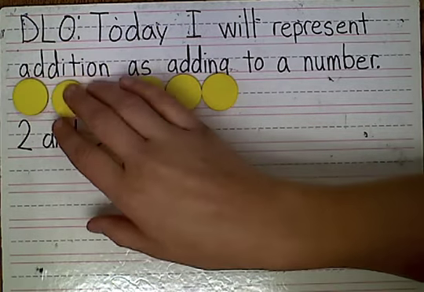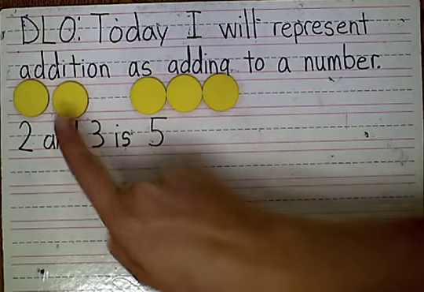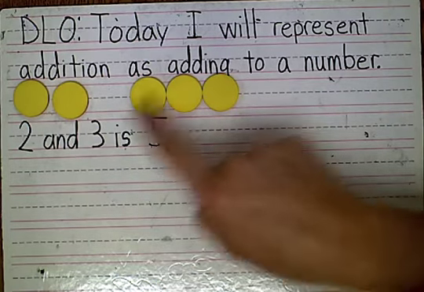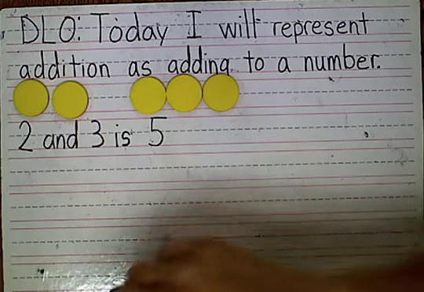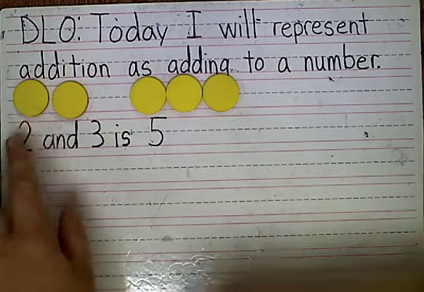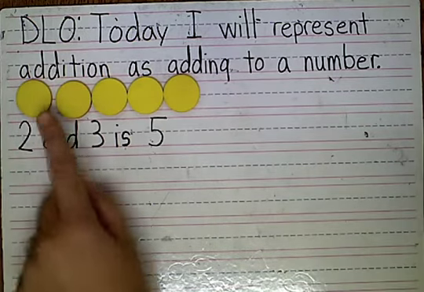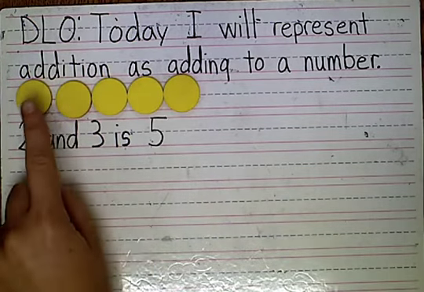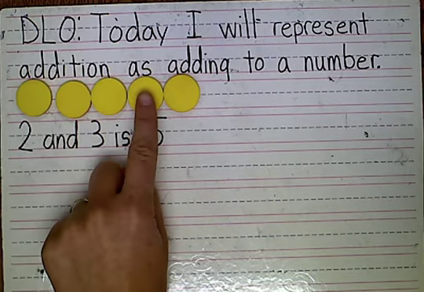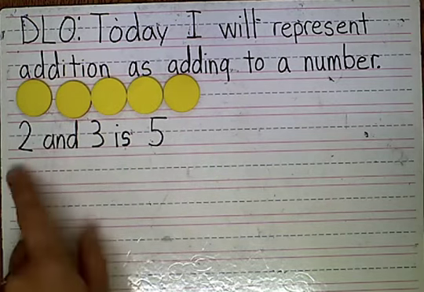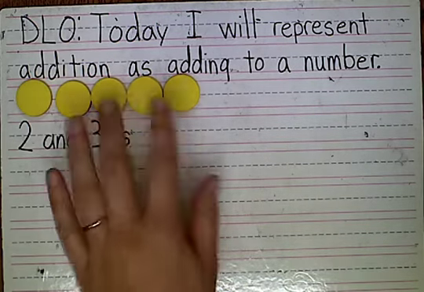Okay, let's keep going. 2 and 3. I have 2 here. And 3, 1, 2, 3, is 5. Let's see if that's correct. Let's see if it's true. I'm going to bring them together. Push them together. Let's see if it's true if we have 5. Point to your chips and count with me. 1, 2, 3, 4, 5. 2 and 3 is 5. Is that correct? Yes, that is correct.